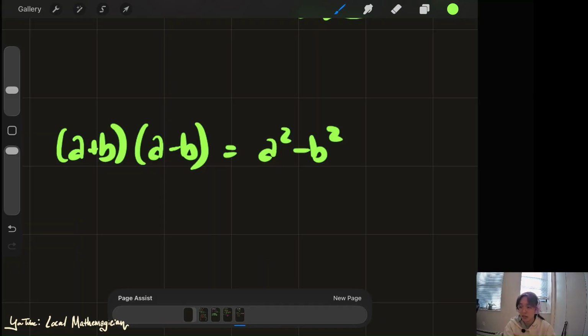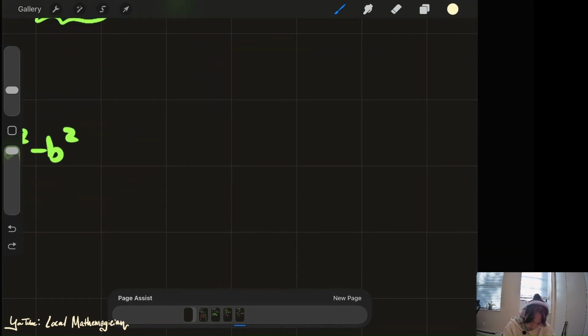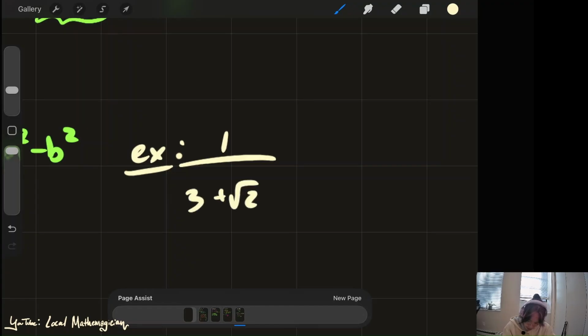If a is the radical, it gets squared. Squared goes away. If b is the radical, it gets squared. It goes away. You have no problem. This is fantastic. And you're done, right? And the execution for this, on the same problem, will look a little bit like this. So 1 over 3 plus root 2.